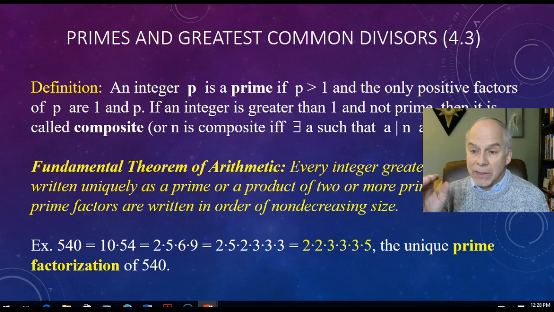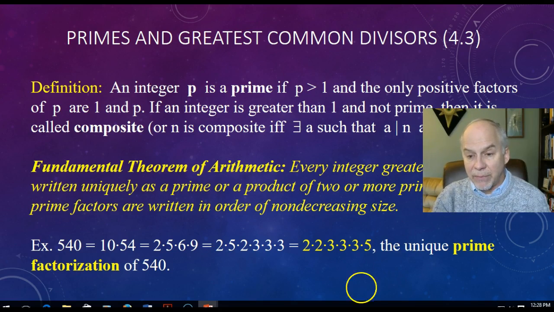Now we say it's unique, just like a fingerprint is unique to us. This is unique to that number 540. There's no other number that has that same prime factorization. Okay.